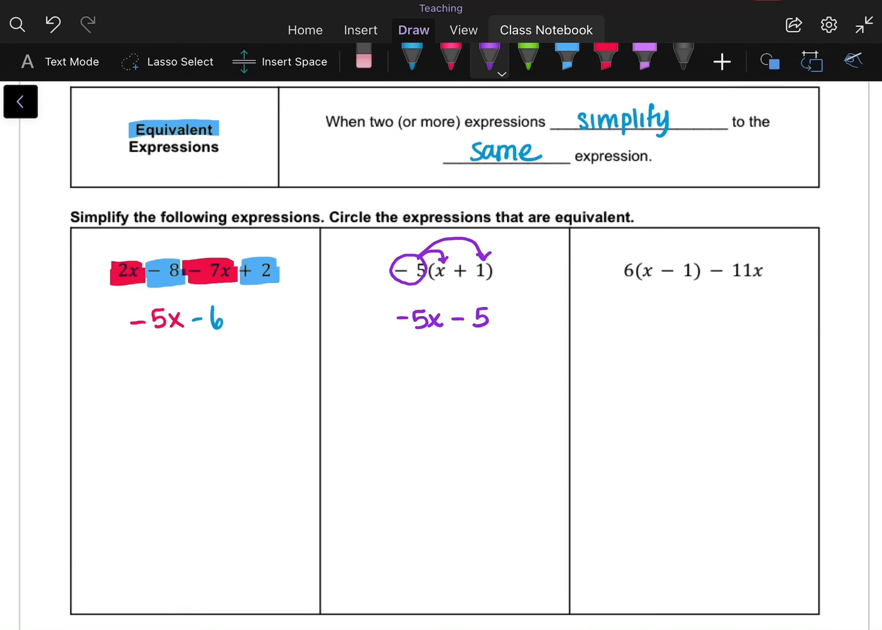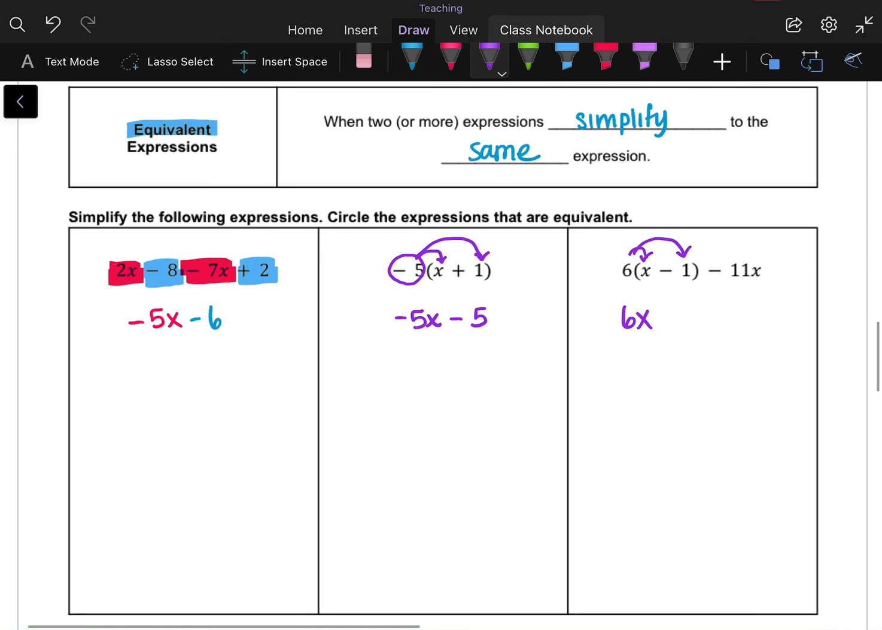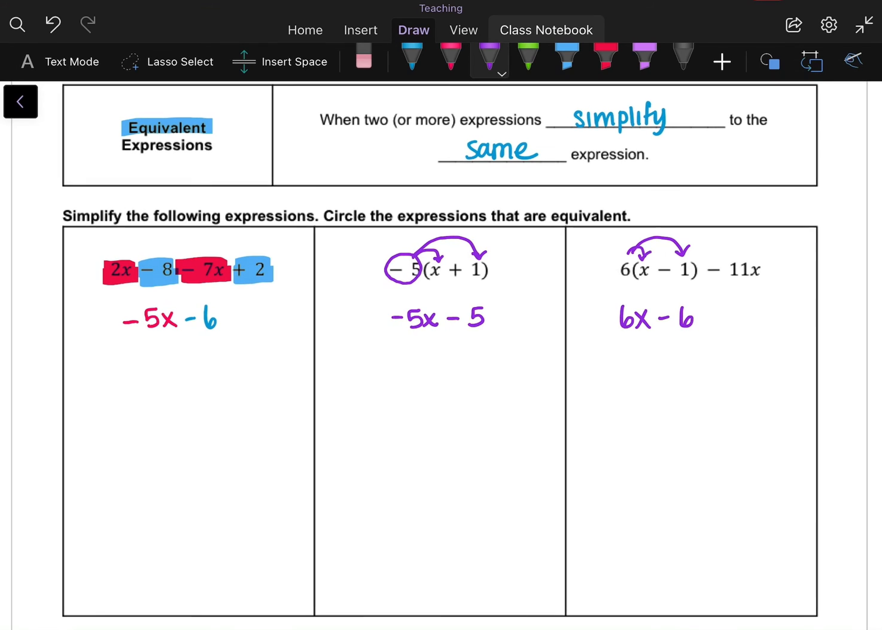Alright, and the last one here, we've got to be careful to start with our distributing. So I'm going to multiply 6 times x, which is just 6x. And then 6 times negative 1 is going to be negative 6. Then we still have that negative 11x on the outside. That didn't change. Last step we have to do here is combine like terms.